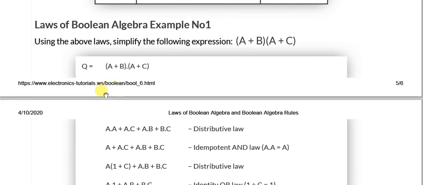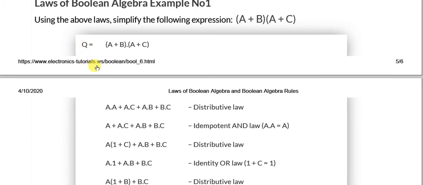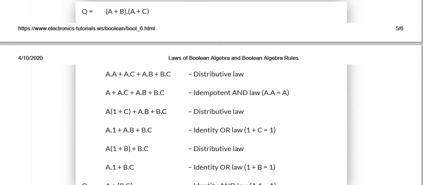Here we see further explanation. There is a logical Boolean expression given as A plus B into A plus C, let's say Q. So this is called multiplying each term: A dot A, A dot C, A dot B, plus B dot C. You see we are applying each Boolean law respectively; in this case we apply A dot A is equal to A. Then we reduce it to the following equation by applying the independent AND law, or the OR law. So A dot A is equal to A.